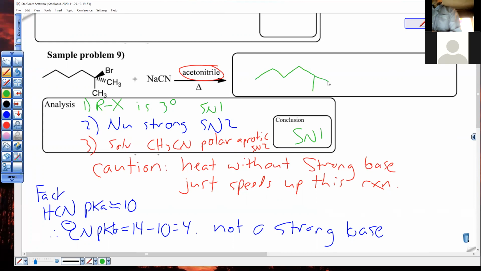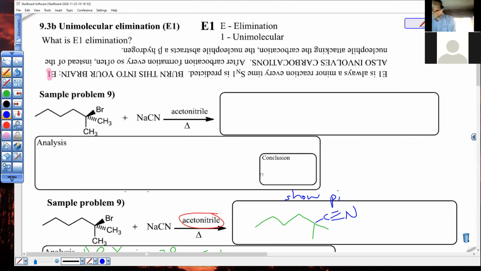It wasn't really a stereocenter, was it? Blue nucleophile. There you go. It's not R/S to start with, so it can't be racemic. It would be racemic if it was a stereocenter. So why are we putting this in this discussion of E1? E1 is always a minor reaction every time SN1 is predicted.